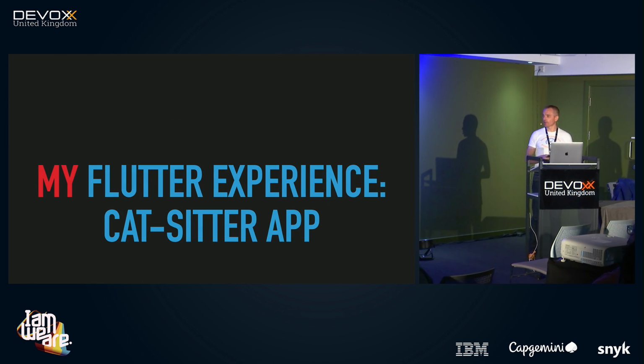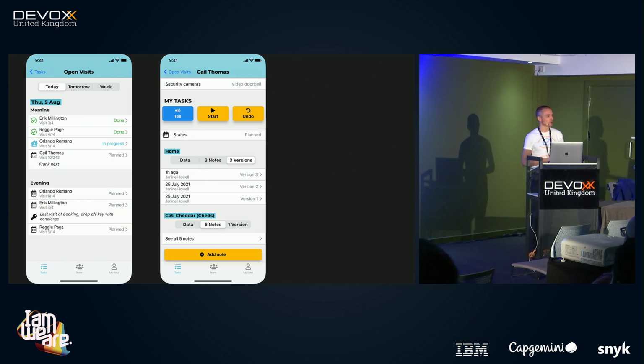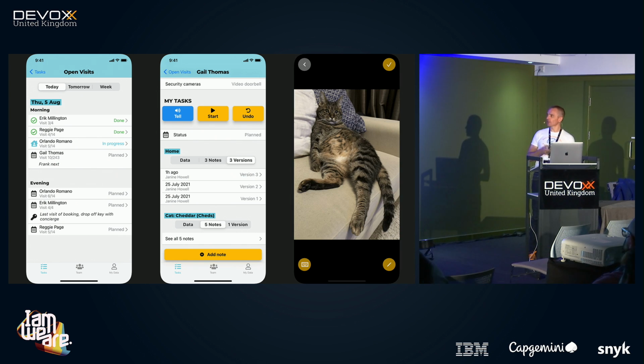My experience with Flutter is from a cat sitter app that I built. You can find it in the App Store. It's still in closed beta, but that's what it's looked like. So here you've got a list of visits that you can see, and then you've got some details and some actions on those visits. And then here's my cat Max. He's in the App Store. Yay, Max.